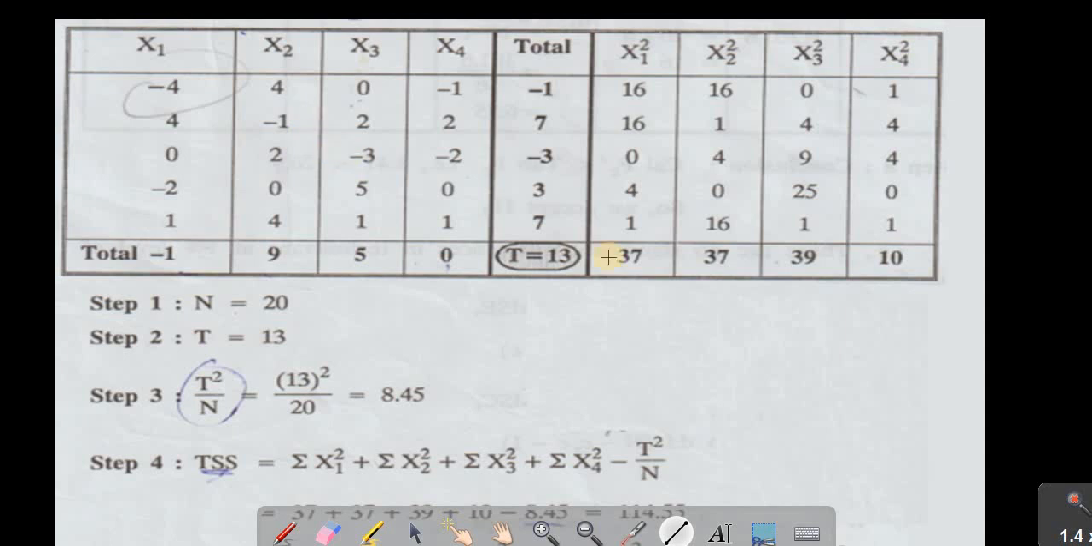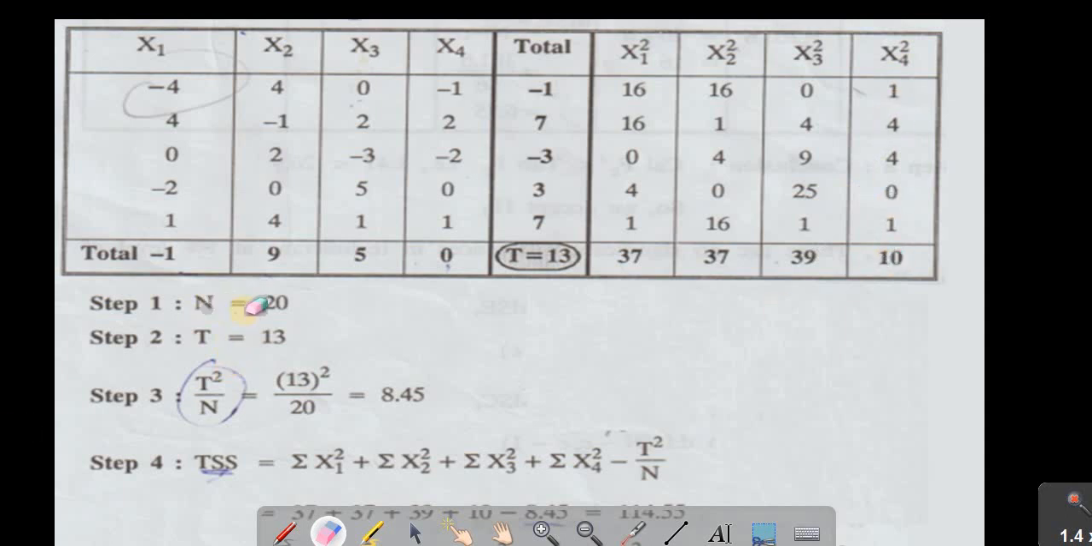Now if you add this, what you will get is this. You take this one, and if you add this, you will get this one. You add this, you will get this, and add this, you will get this.